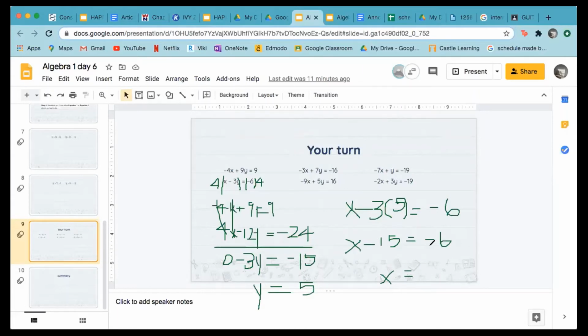You were right, you add 15 on both sides. So positive 9. Yeah. So those are your two variables. What you would do is put them together since they don't specifically ask you to find x or find y. So it'll be 9 comma 5. That's your answer.